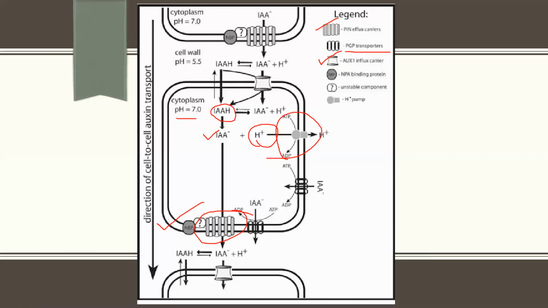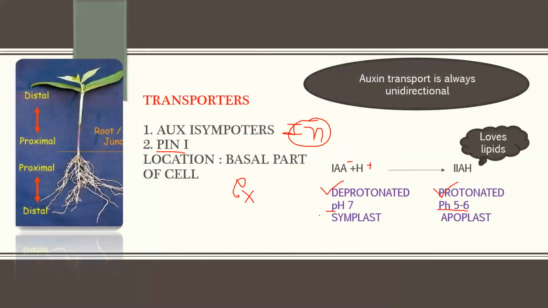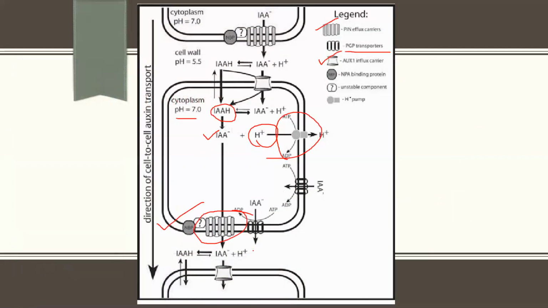Now when the PIN accepts IAA minus and enters again into the apoplastic pathway, which we have seen is at pH 5 or pH 6, then again it enters the symplastic pathway via the auxin receptor, and then finally it is transported to the growing parts of the plant.